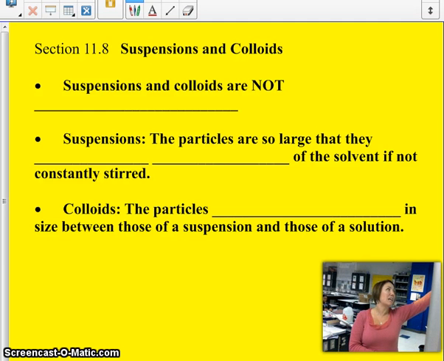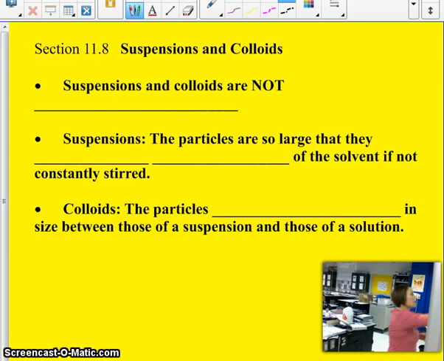And we have to deal with section 8, which is suspensions and colloids. Basically what you have to know is that suspensions and colloids are not solutions, and I'll tell you why. You have to be able to distinguish why they're not solutions, okay?